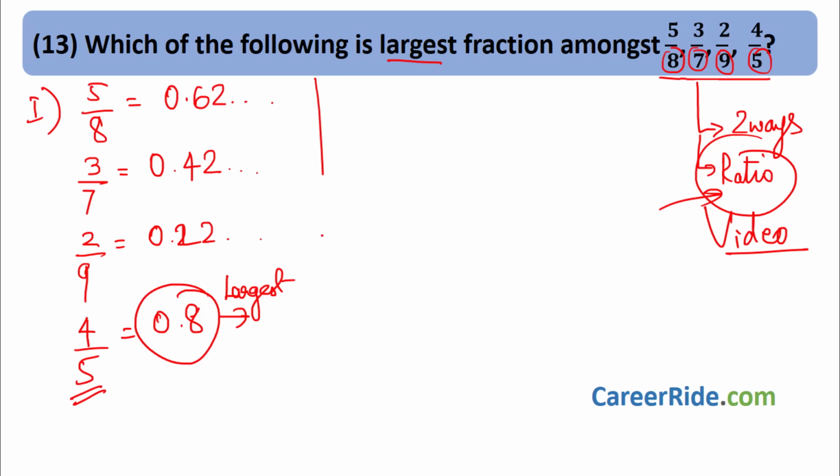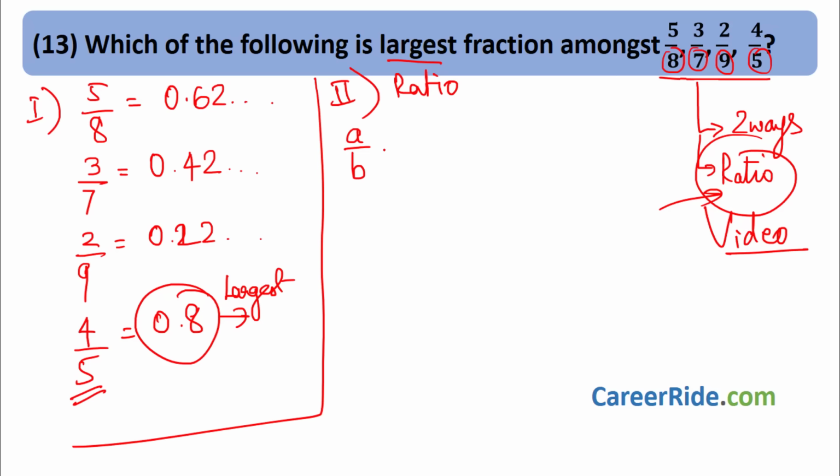Now let us see the second method, which we also saw in ratio and proportion. What is the trick? Say there are two fractions, a upon b and c upon d. They are not equal, but there are two fractions, a upon b and c upon d. Now just cross multiply. What you will get? AD over here and BC over here.